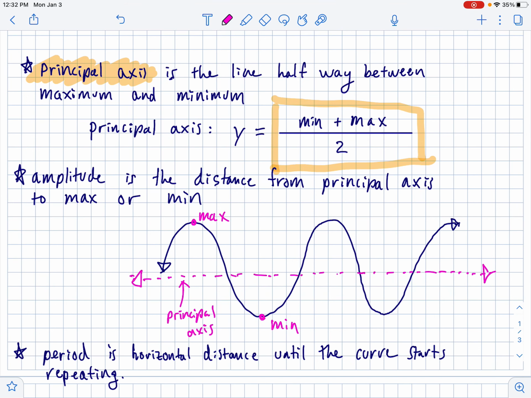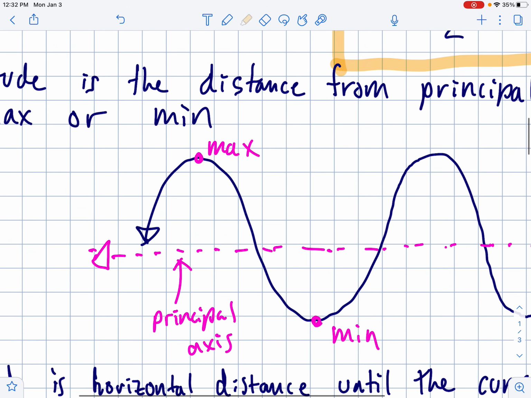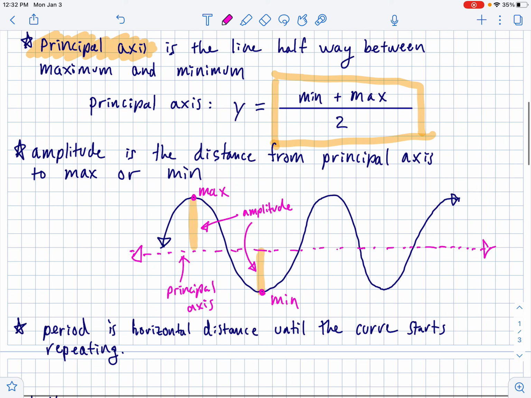The amplitude is the distance from the principal axis to the top or the distance from the principal axis to the bottom. It's the same distance no matter what. So this is amplitude. Both of those are amplitudes. Amplitude is never negative, it's just a positive number.